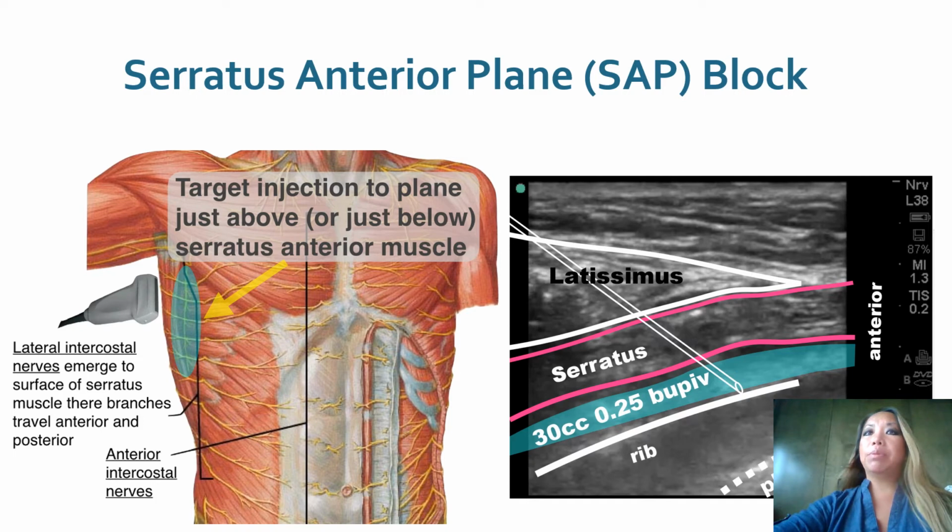This was a deep approach, which shows you injection of local anesthetic between the serratus anterior muscle and the rib, thus lifting it up off of the rib. If you initially don't see a latissimus dorsi muscle on your image, you want to move the probe posteriorly until it comes into view.